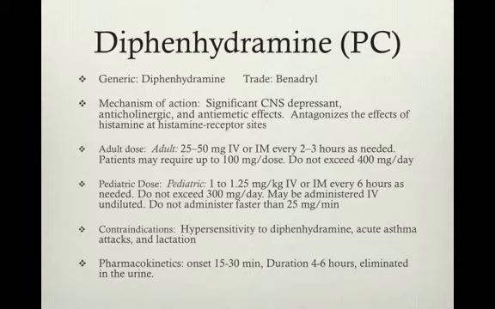Mechanism of action: significant CNS depressant. It has anticholinergic and antiemetic effects, antagonizes the effects of histamine at the histamine receptor sites, and that's because it's an unadulterated histamine 1 and histamine 2 blocker. The adult dose given here is for anaphylaxis. However, half of this dose should work fine for an antiemetic in a pinch.